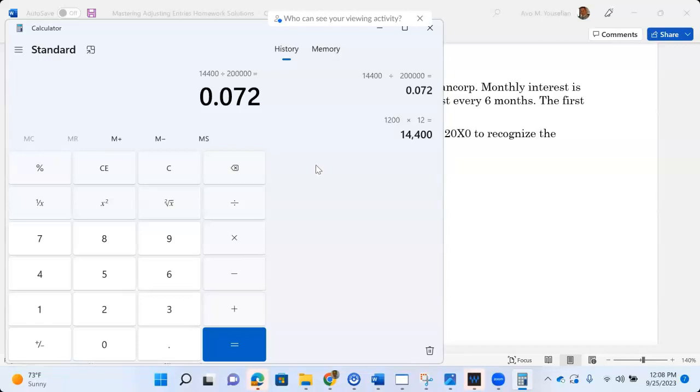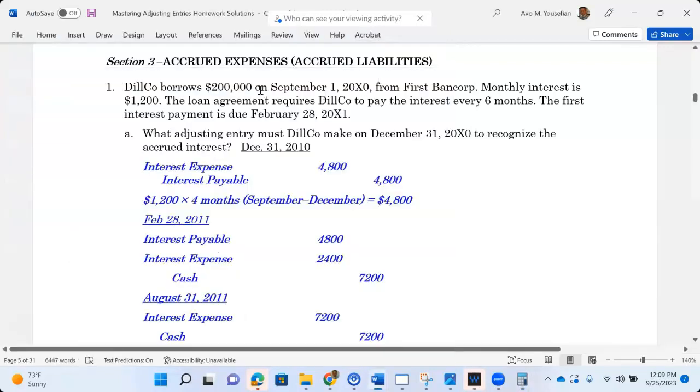7.2% annual interest rate. So the interest amount, 1,200 times 12 months, that's annually 14,400, divided by the $200,000 loan, shows the annual interest rate is 7.2%. If you multiply that by 100, that's 7.2%. Cool.